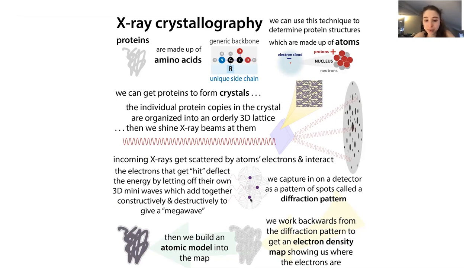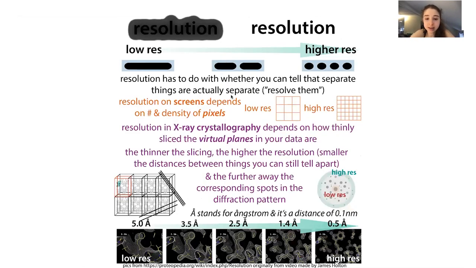Then we can work backwards from that pattern to get an electron density map showing us where the electrons were. The electrons are what's actually interacting, and they're part of the atoms there. So we get this mesh, basically, that we then try to build the structure into, placing the positions of the atoms in there.